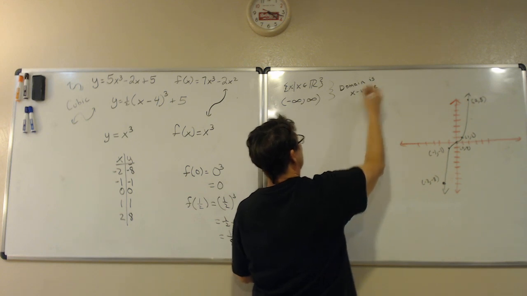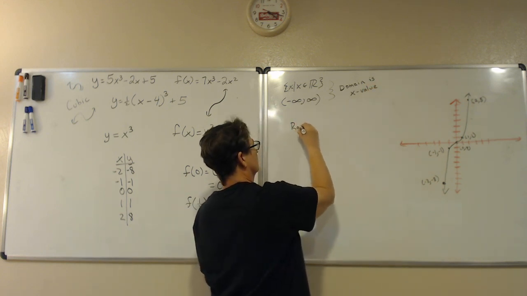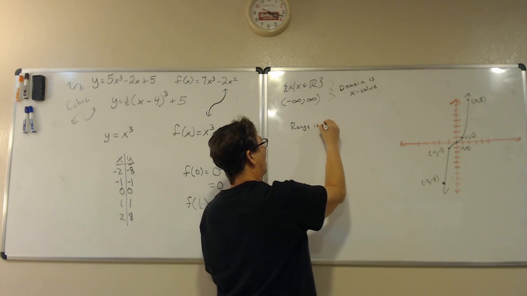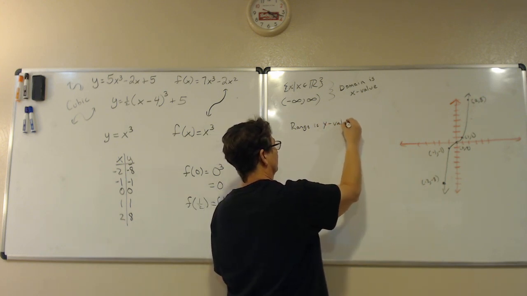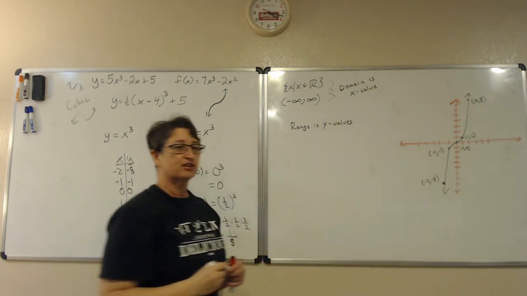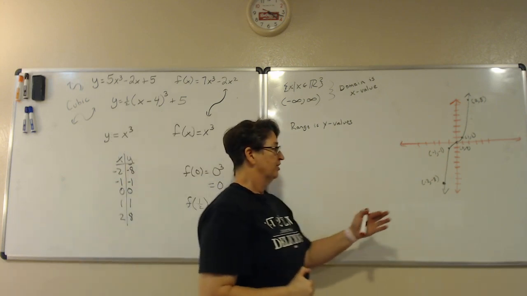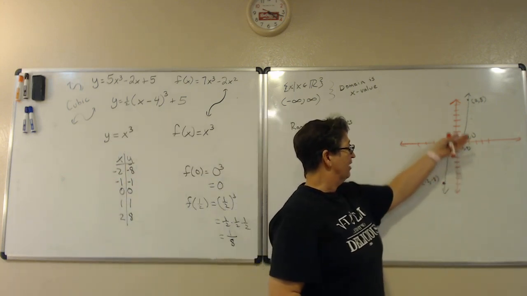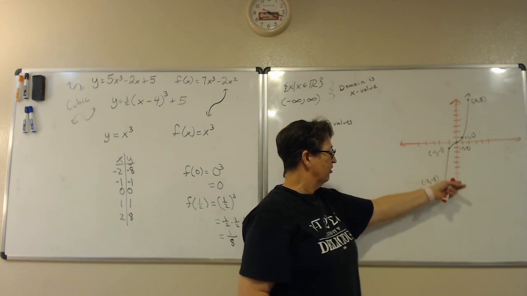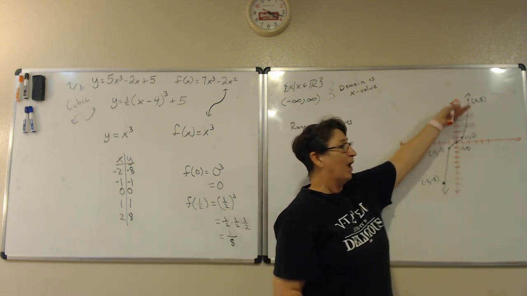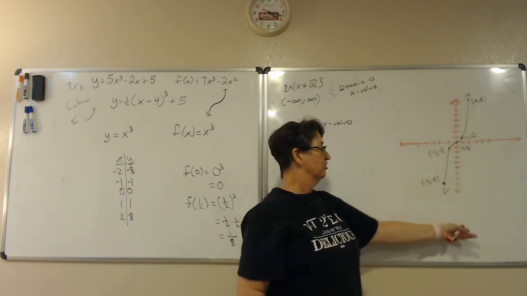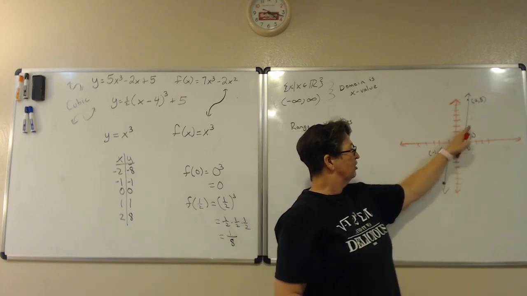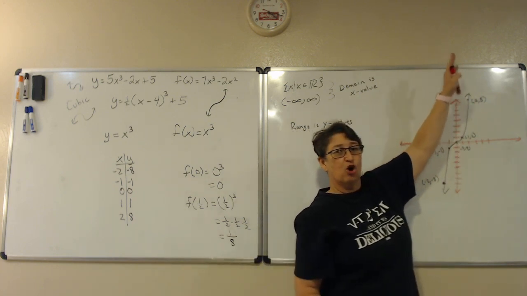And the range is the y values. So if we look at this particular graph, and we think about our y values, is there any number that our y is not going to be? If we look at this picture, we can see that it's going to fill up the whole graph.